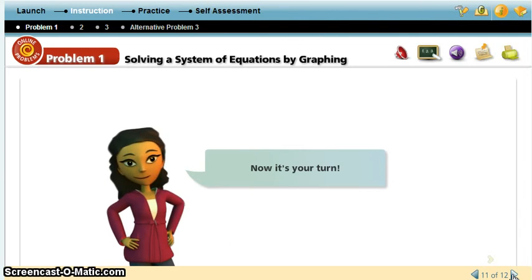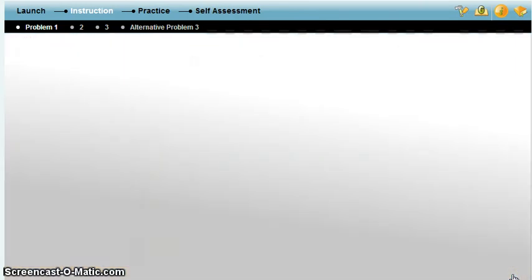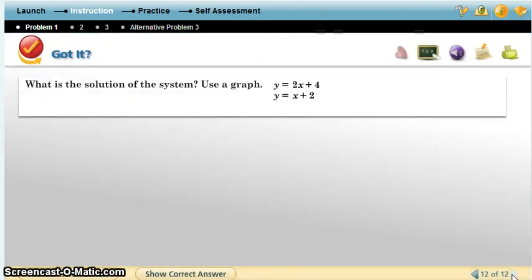Now it's your turn. Okay, pause the video and graph this system of equations. Make sure that you extend your lines on out so that you can look for the intersection point if one does in fact exist. And once you've done that, come back to the video and I will show you the answer.